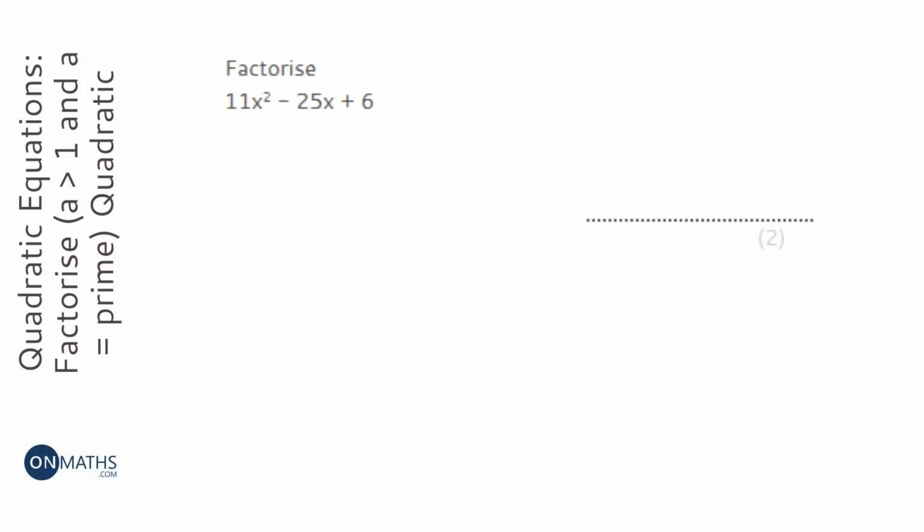Okay, something you'll notice with this question is there's a number before the x squared. In other words, the coefficient of the x squared is not 1. Now, when that happens, there is another step that we've got to do to answer this question.